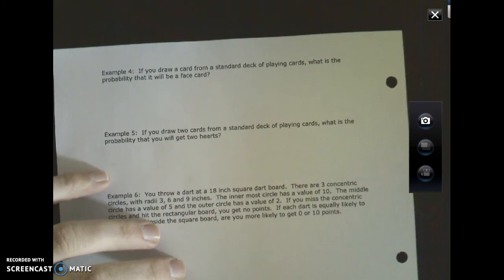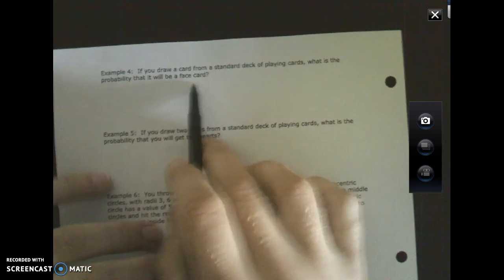Alright, on to the back. So 3 more problems to go. If you draw a card from a standard deck of playing cards, what's the probability that it will be a face card? Okay, so you have to imagine how many face cards are in the deck.